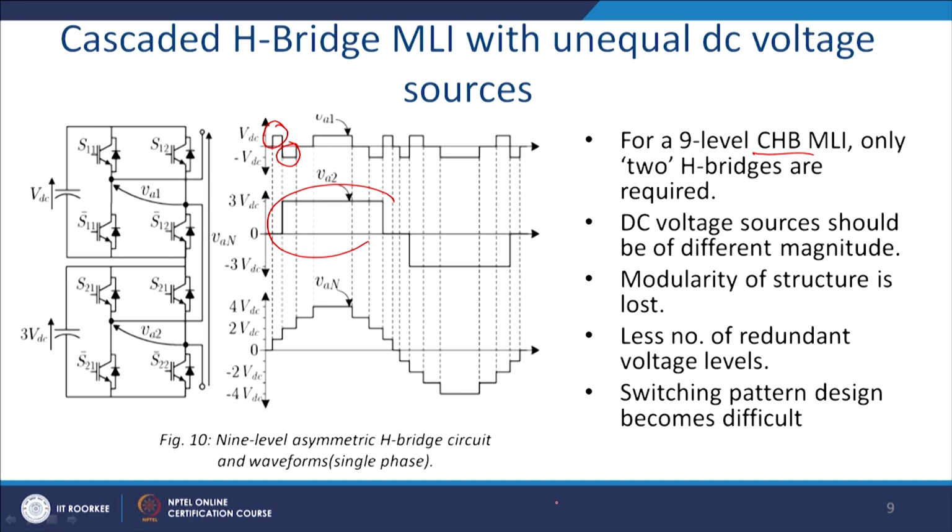So, the DC voltage sources should be of different magnitudes, and modularity of the structure in this case is lost because the power handling capability of the switches will be different. And there are fewer redundant voltages, because it is problematic to have redundancy here, and designing the switching pattern is also a little difficult, but it helps to increase the levels with fewer cascaded inverters, and it finds much application in the solar inverter.